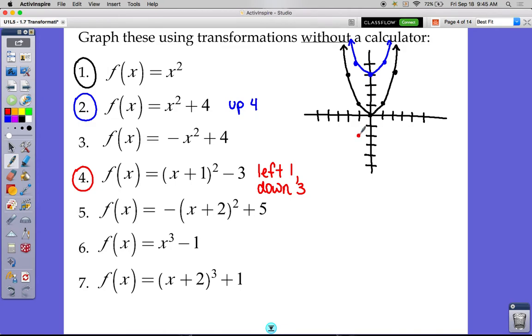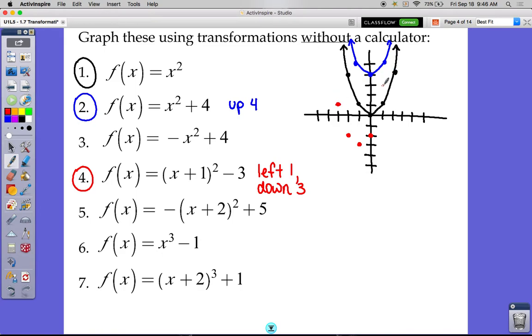That's only 2. Left 1, down 3. Then this point, left 1, down 1, 2, 3. Left 1, down 1, 2, 3. And you notice it's still maintaining that parabola shape. And just to get a more accurate graph, let's go ahead and do this one because it's going to be in our graph. Left 1, down 1, 2, 3.